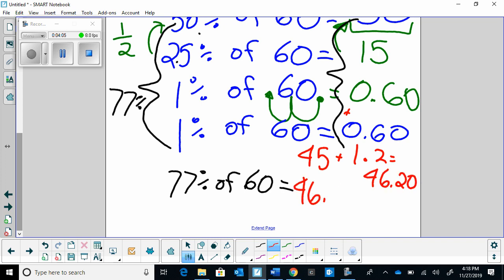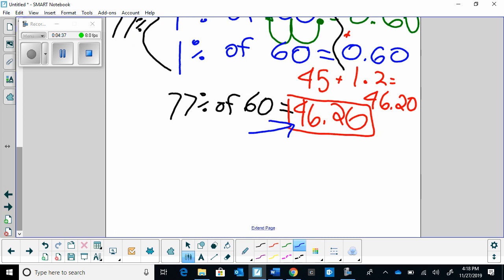So 46.20 is going to be 77% of 60, right? So if I have 60 video games, and customers buy 77% of my video games, well, I'm going to take that 60, and take out 77%, all right? And that 77% is going to be 46 games and 20 little extra, okay?